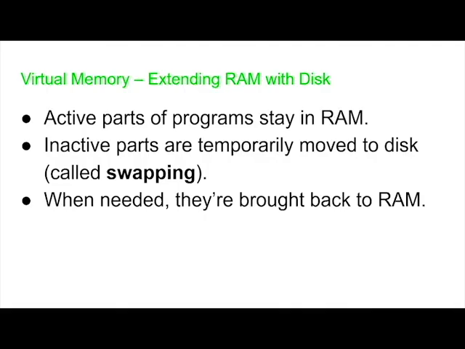Virtual memory uses part of the hard disk as an extension of the RAM. It keeps the active parts of the program in RAM. Inactive parts are temporarily moved to the disk. This is called swapping. When needed, they are brought back to the RAM.